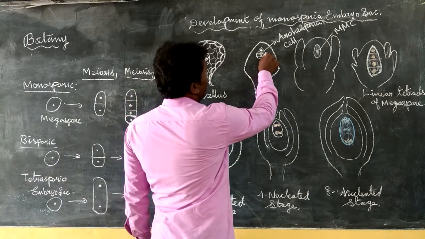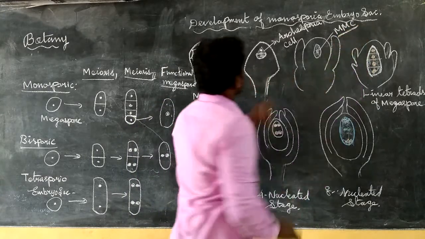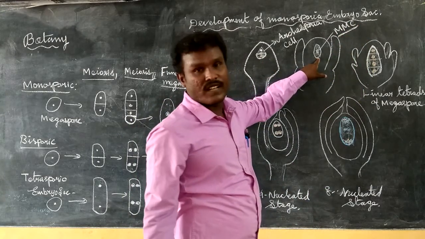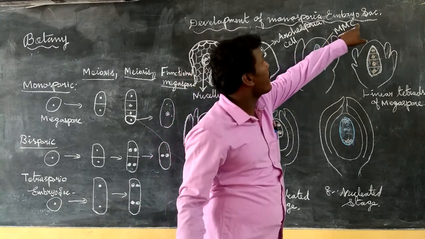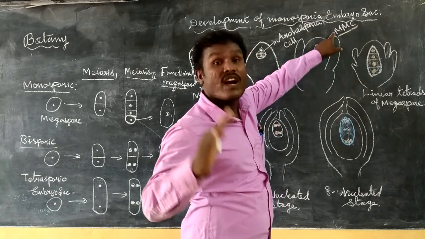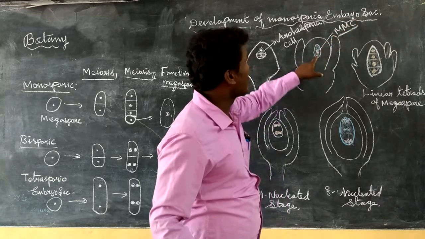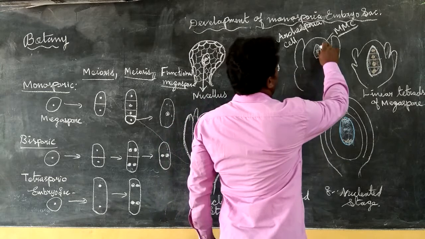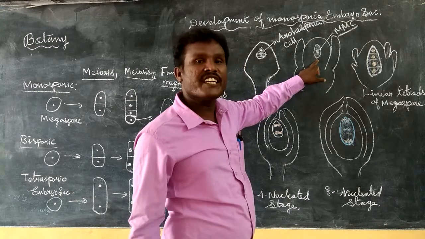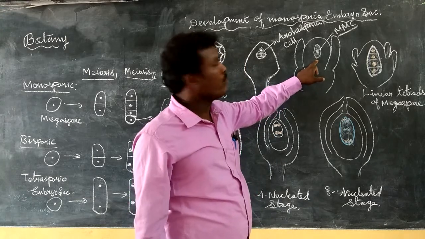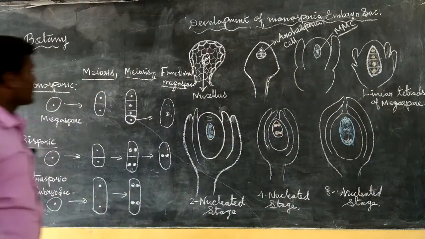So now what happens? These sporogenous cells act as a megaspore mother cell, MMC. This megaspore mother cell undergoes meiotic division 1 and meiotic division 2 to form a linear tetrad of megaspores.